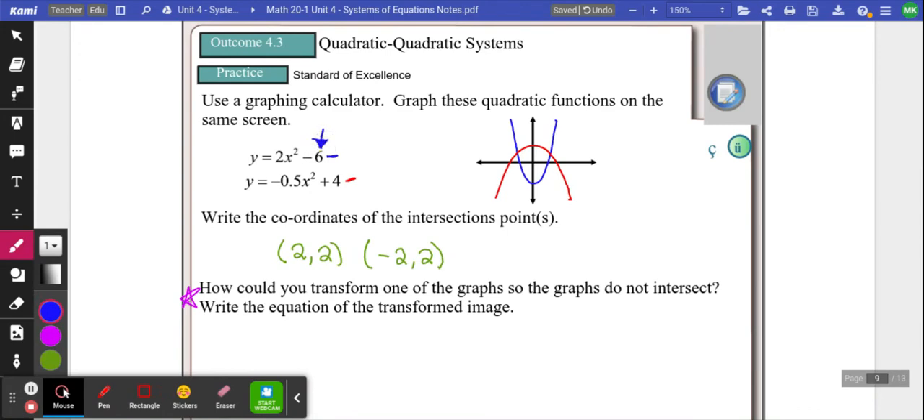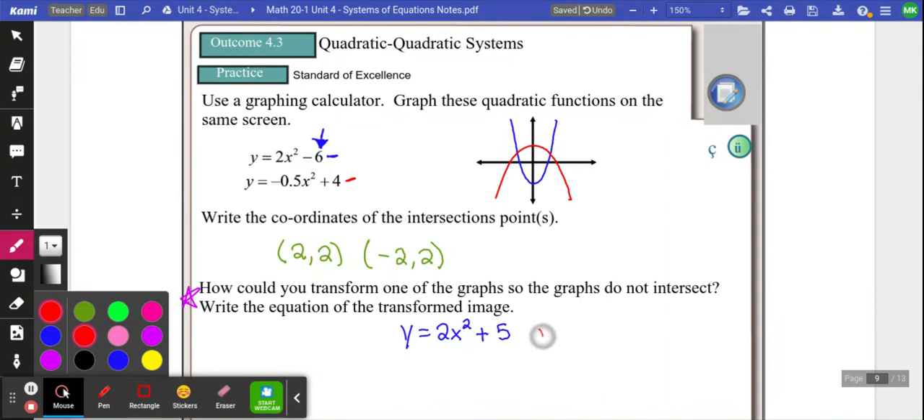So if I wanted, I could change that equation to be 2x squared, and let's say plus 5. I know plus 5 would work because the other y-intercept is at plus 4. So my y-intercept just needs to be above the red y-intercept, and I would have no solutions. So that's one answer that you could have. Transform the first graph to become plus 5. Leave the other one the exact way that you see it, like that.